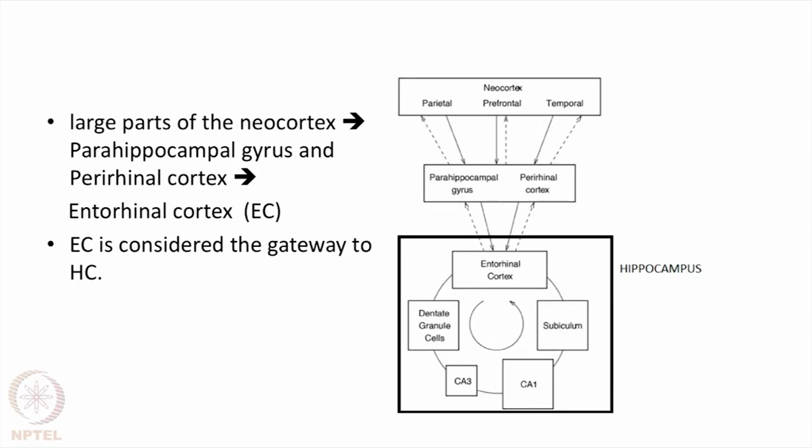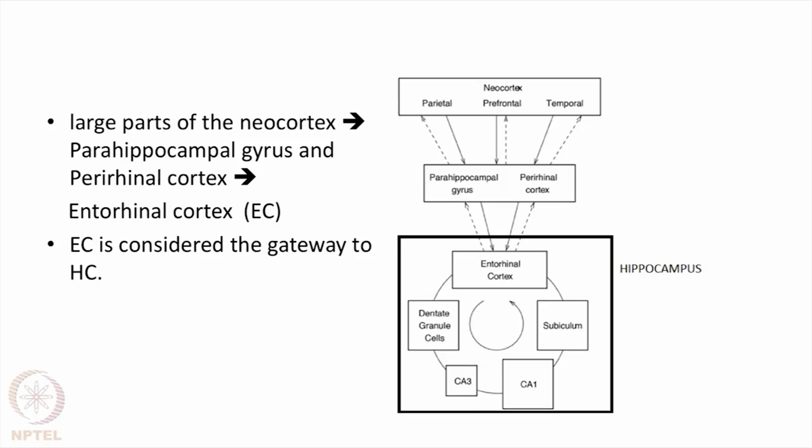So, like I said, the large parts of the neocortex project to parahippocampal gyrus and perirhinal cortex, and these two cortical areas in turn project to entorhinal cortex, EC, and EC is considered the gateway to the hippocampus. So, you can see in this picture the two cortical stages, and then the input to that goes to entorhinal cortex, and within the hippocampus, right, you see a loop like architecture.